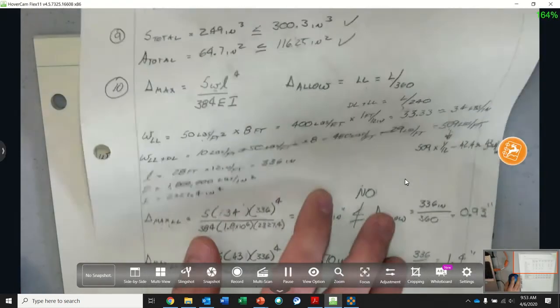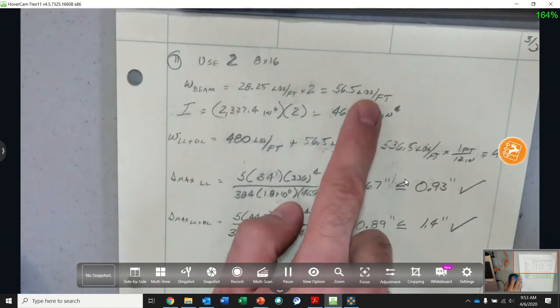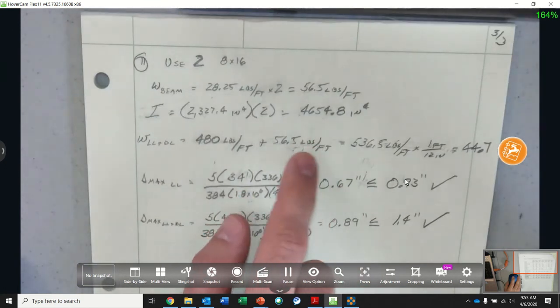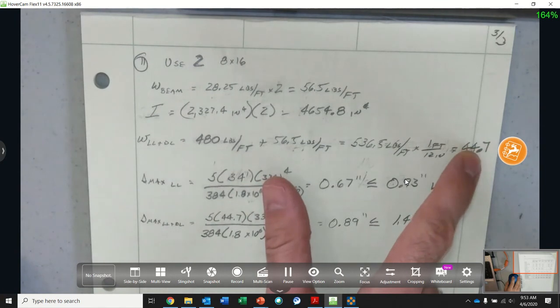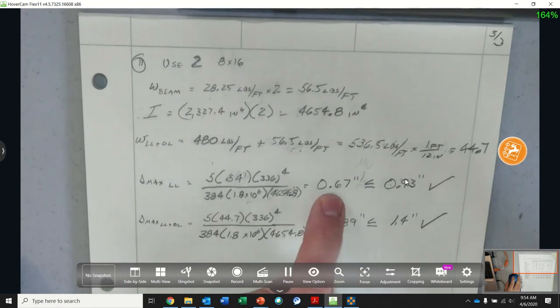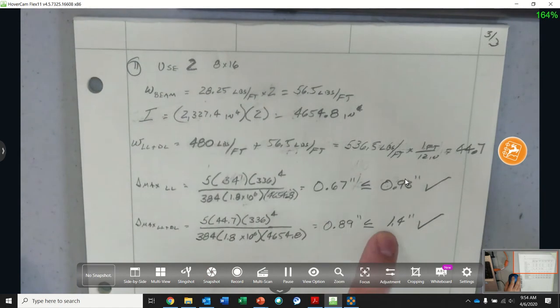I'm going to use 2 of these. Here's my double moment of inertia. Here's my new live load plus dead load. This number did not change. Here's the double moment of inertia. Now I am under my 0.93 inches, because this has not changed. And here's my new load, because I doubled the weight of my beam, and I have to add the weight of the beam. And then I'm at 0.89 inches, which is less than 1.4 inches.